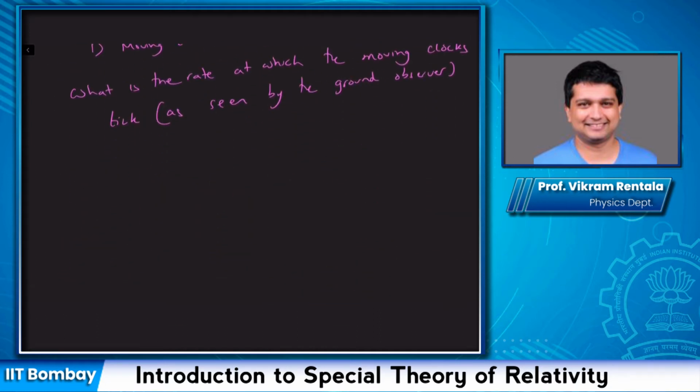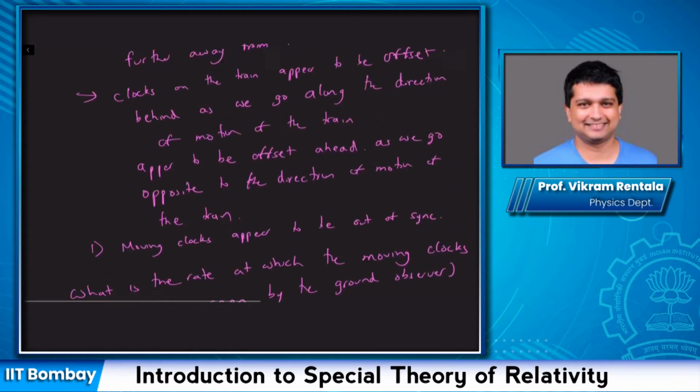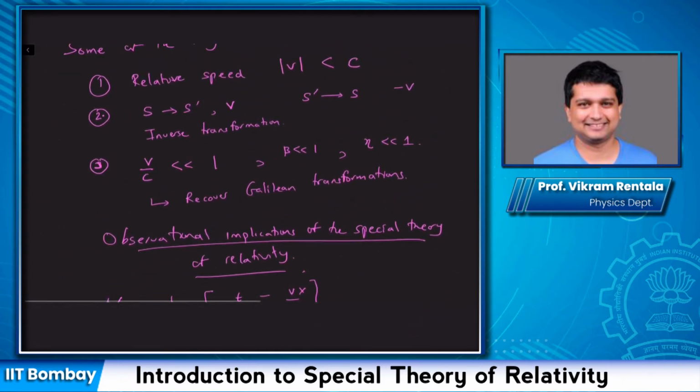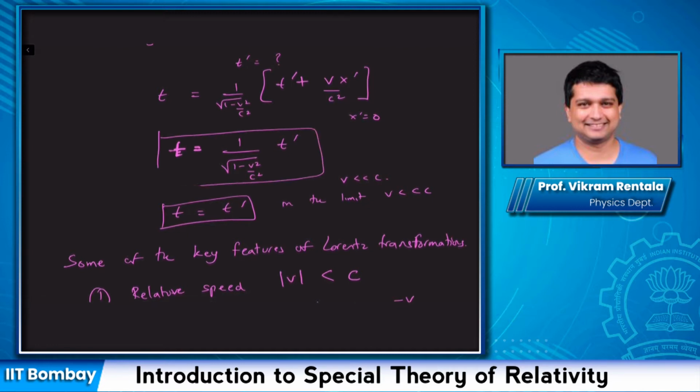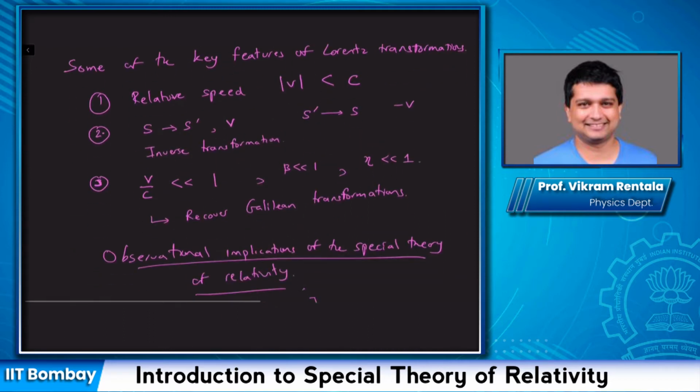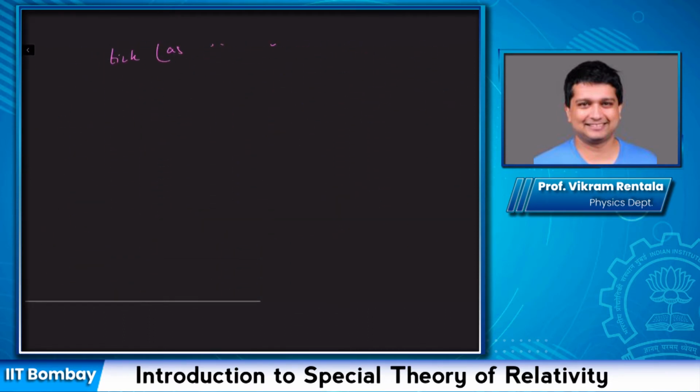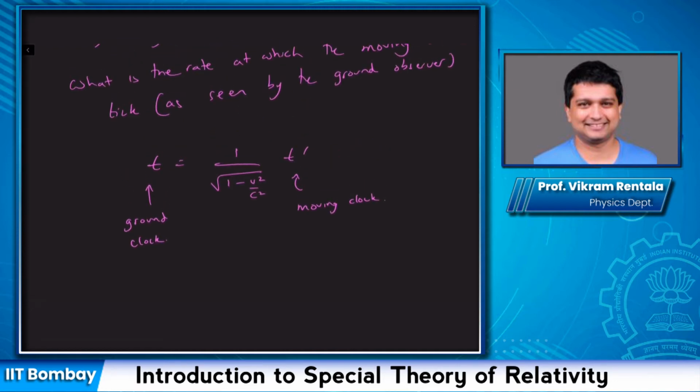So we had shown that t is equal to 1 over square root of 1 minus v squared by c squared times t prime, which we can write as this. So this is the time on the moving clock. This is the time on the ground clock. And this is the moving clock, moving with a particular observer on the train.